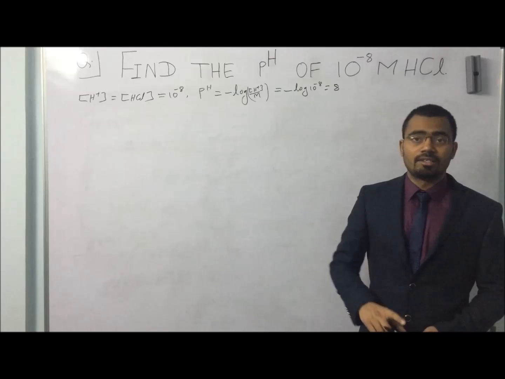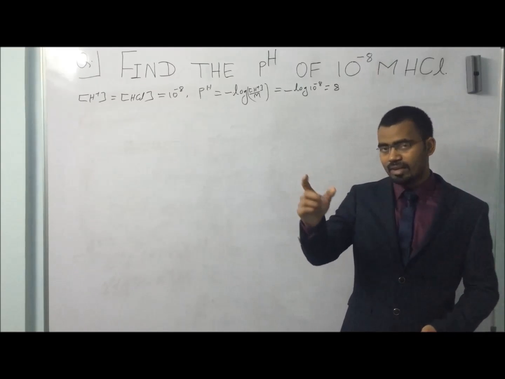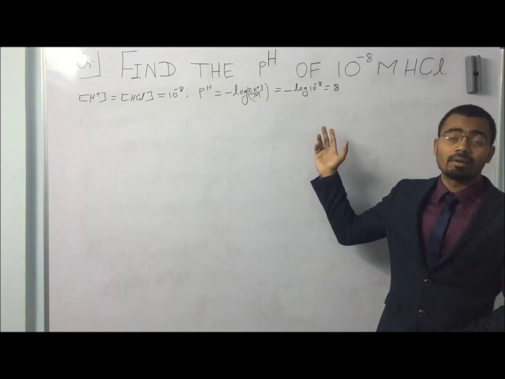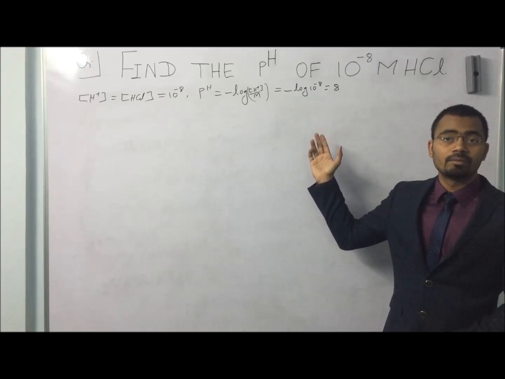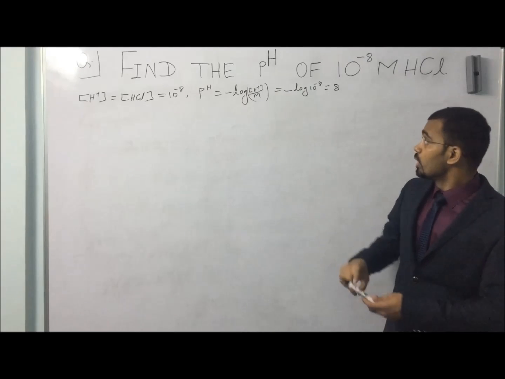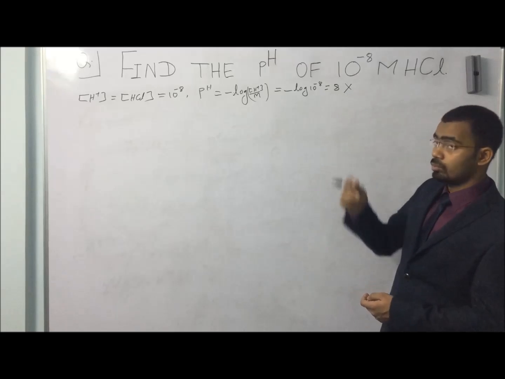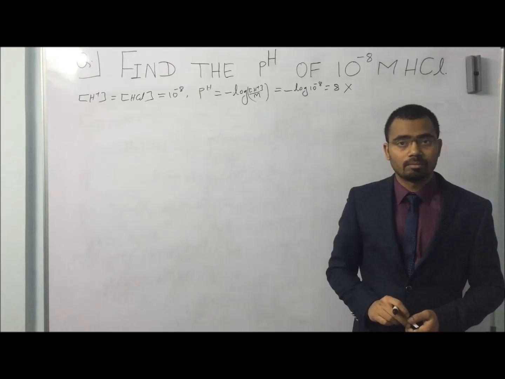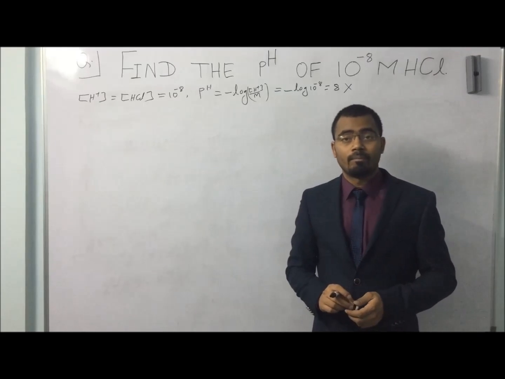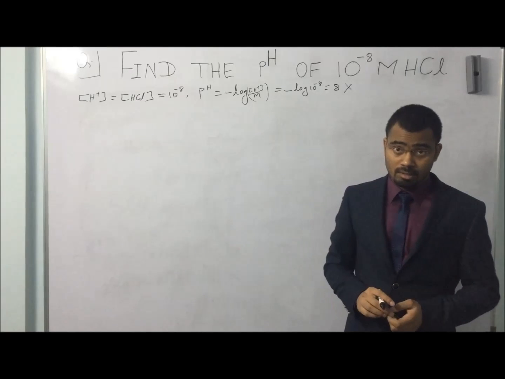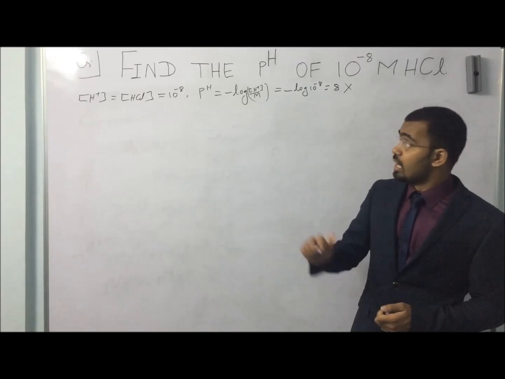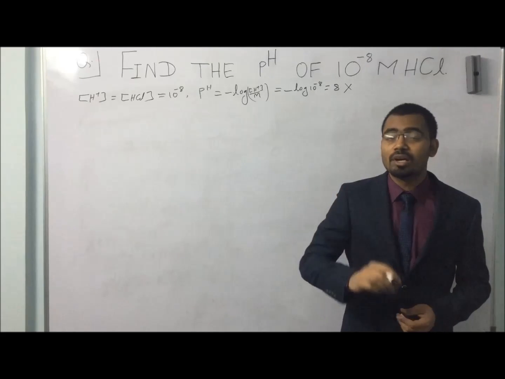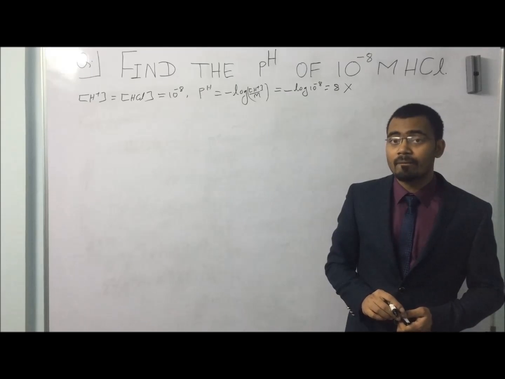But for any acid at 25 degrees Celsius, pH can't be greater than 7. But here pH is 8. So it is wrong. Let us see what is the mistake done by the student. Whenever we have any stronger acid having concentration less than 10 raised to minus 6, we have to consider the H plus from the water.